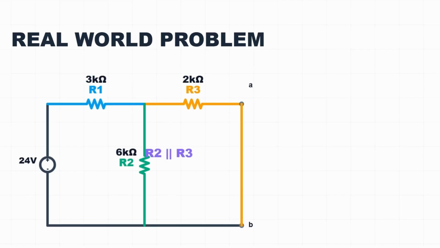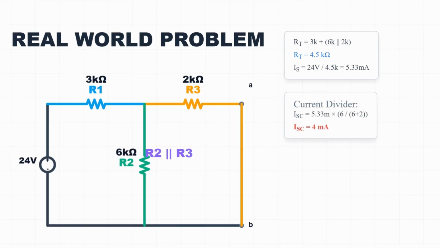We need the current through R3, that's our short circuit current. Use the current divider rule. Total resistance seen by the source: R total equals R1 plus R2 parallel R3. R2 parallel R3 equals 6K multiplied by 2K divided by 8K equals 1.5K. Total R equals 3K plus 1.5K equals 4.5 kilo ohms. Total source current Is equals 24 volts divided by 4.5K equals 5.33 milliamps.